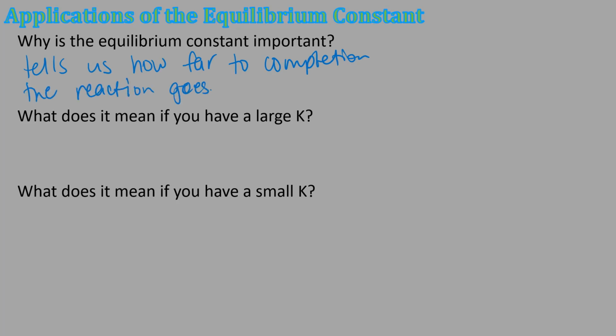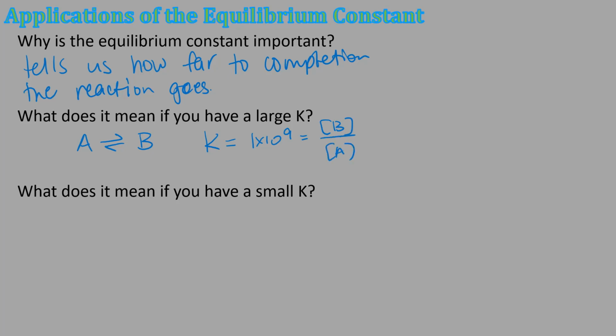So we can predict how much product is going to be produced based on the value of our equilibrium constant. In more specific terms, what does it mean if you have a large K? Let's say I have this equilibrium between A and B, and my K is 1 times 10 to the 9th, which is 1,000,000,000. So it's huge, right? And this is the concentration of B over the concentration of A.